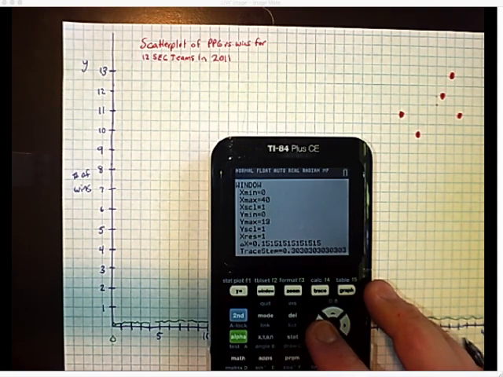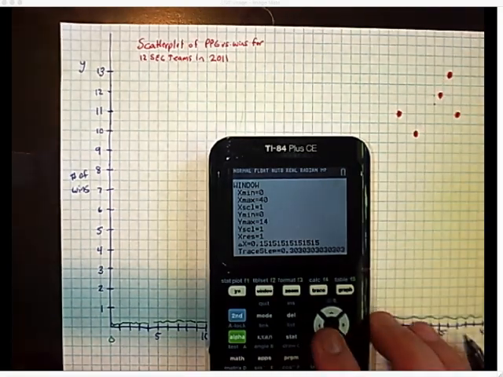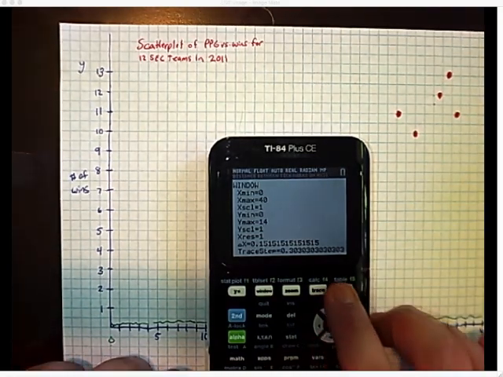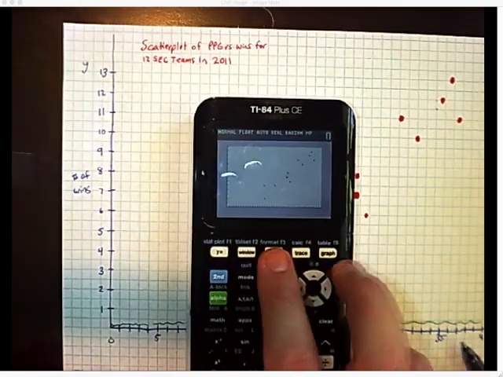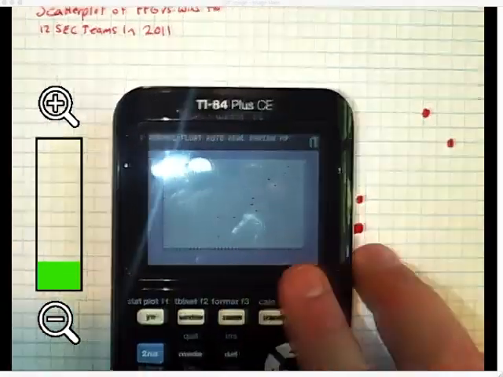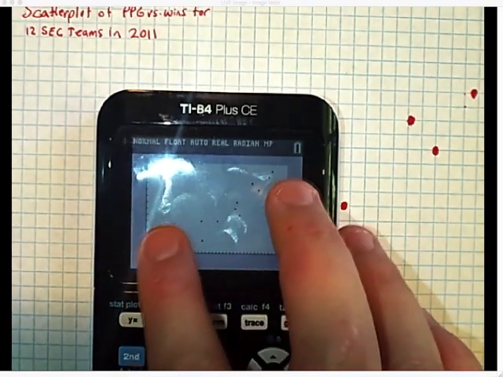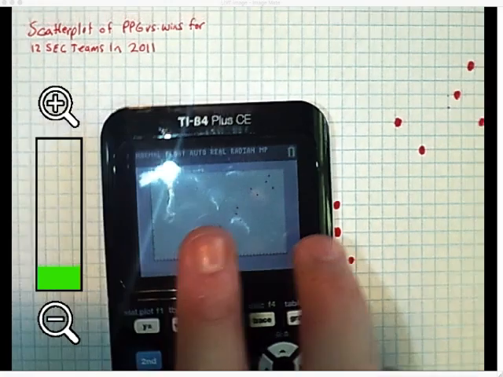I might want to scale it up to 14 actually, just to see that last point. Okay. Then if I hit graph here, now the graph on the calculator looks more similar to the graph we have on the paper because I didn't get rid of that space.